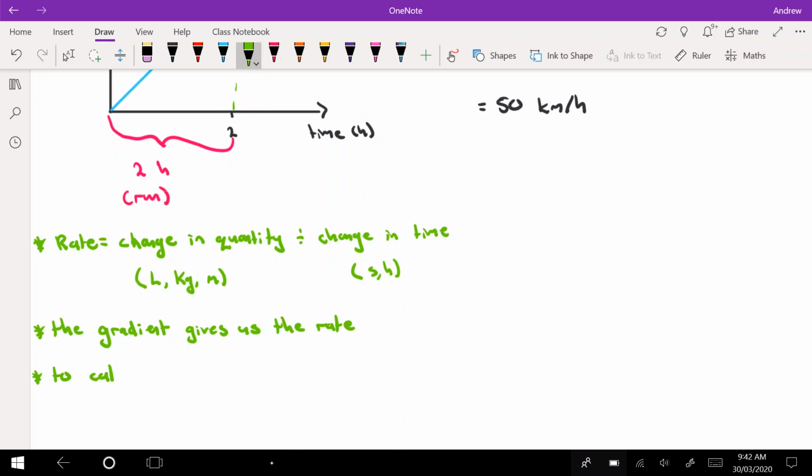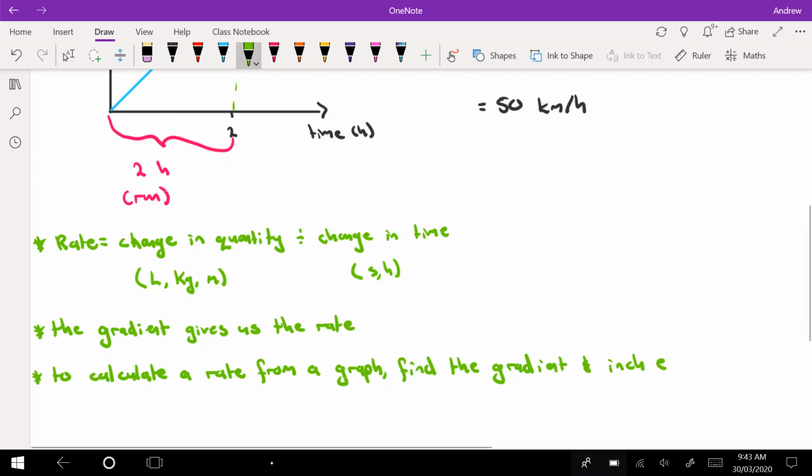To calculate a rate from a linear graph, we need to find the gradient and include the units measured. Find the gradient and include units.